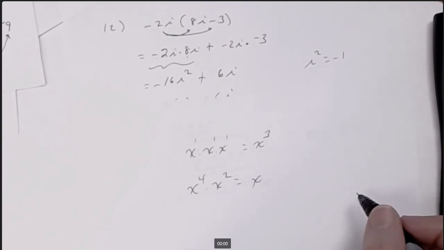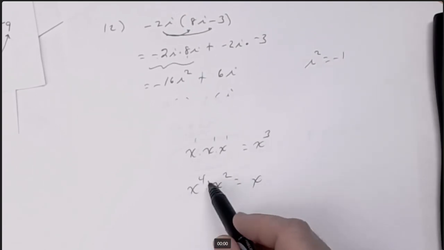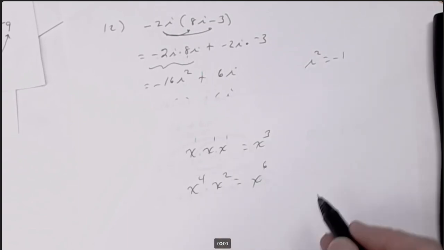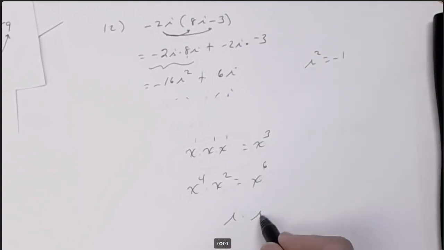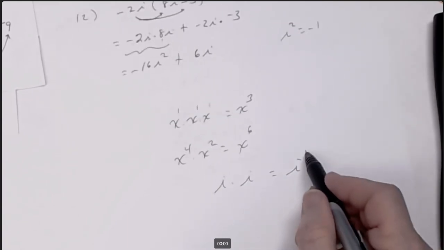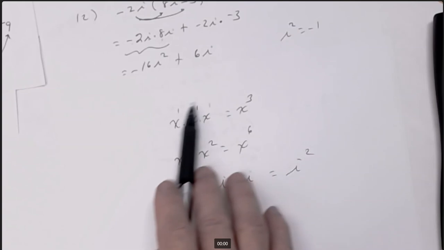So I have i times i. That's i to what power? i to the 2nd. All right, so it's the same idea of what you learned before. The idea of multiplying like bases, you add exponents.